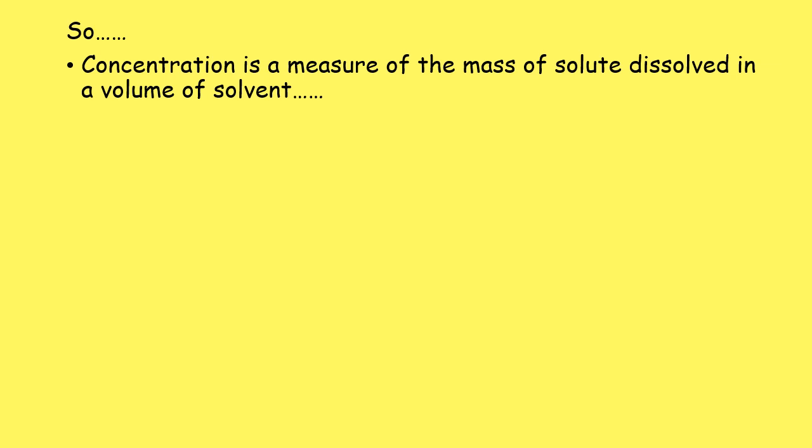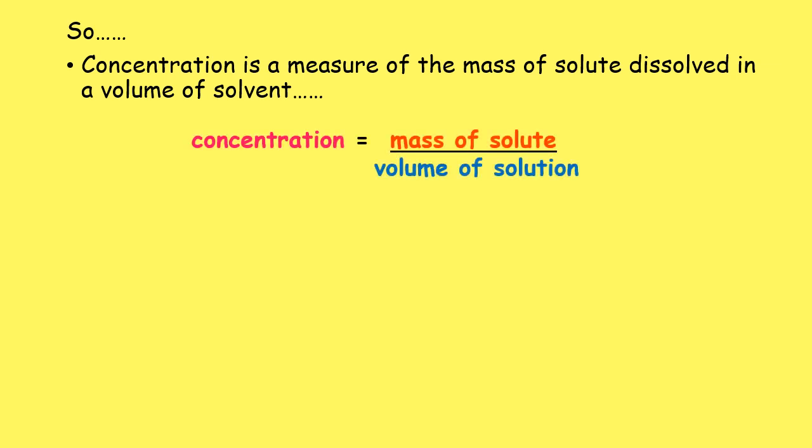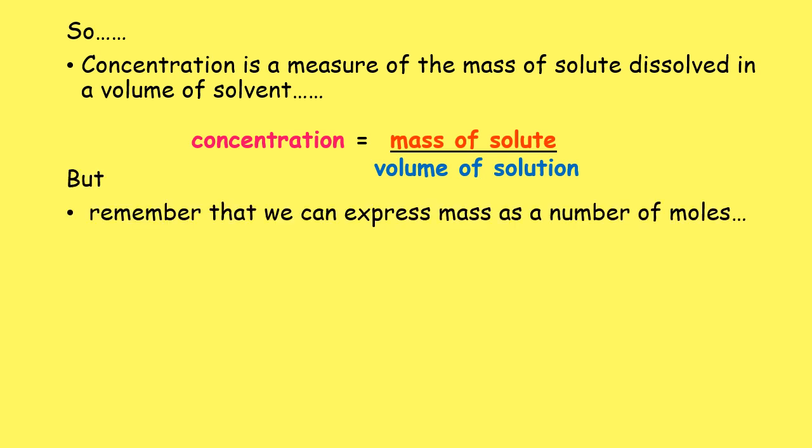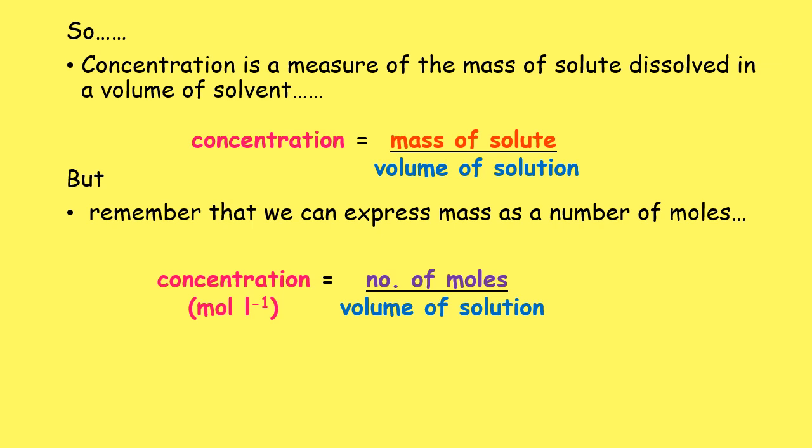So, concentration is a measure of the mass of solute dissolved in a volume of solvent. Concentration equals mass of solute divided by volume of solution. But remember that we can express mass in terms of moles. And so concentration is more commonly calculated as the number of moles divided by the volume of solution. The units of concentration are moles per litre. The units of moles are moles, and the units of volume is in litres.